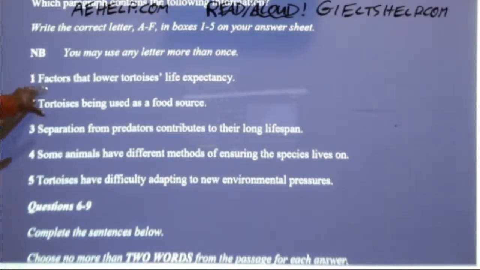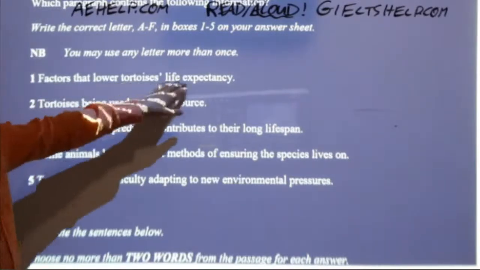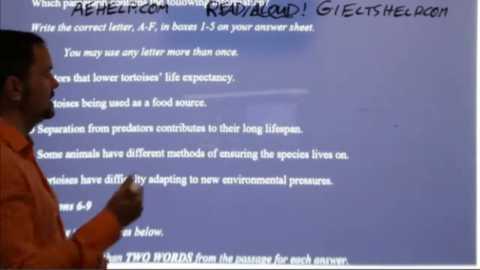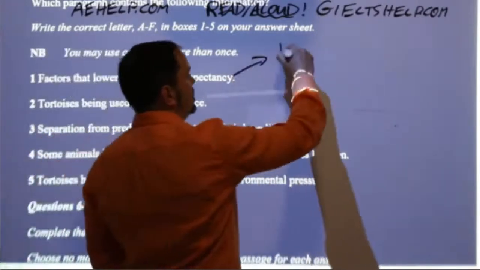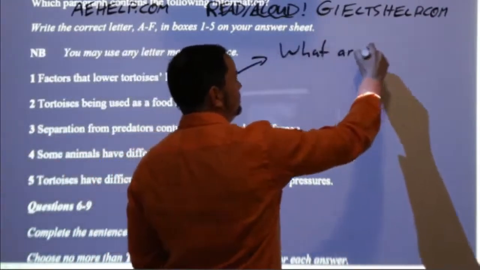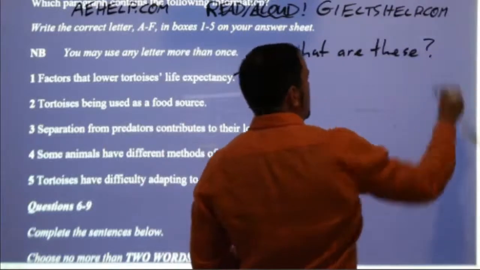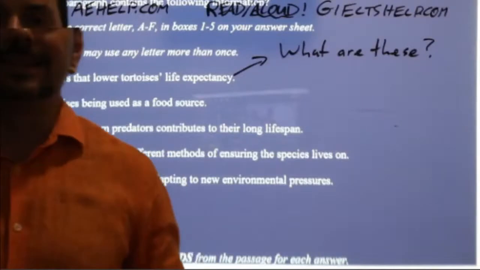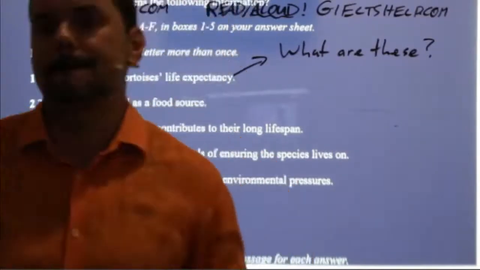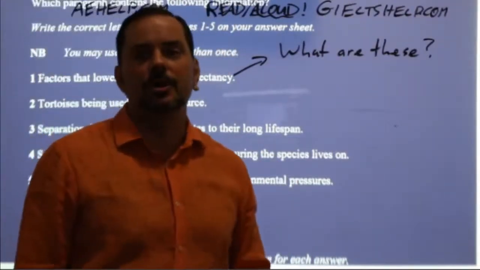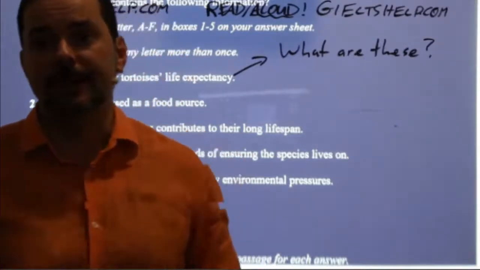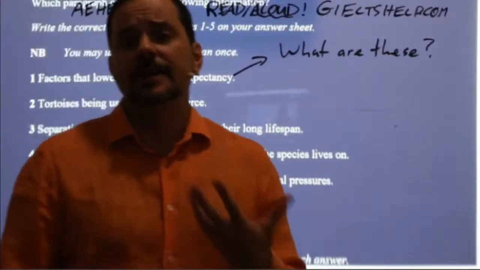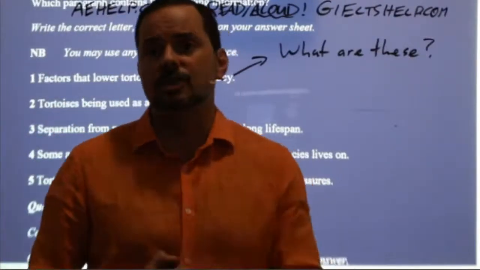Number 1, factors that lower tortoises' life expectancy. Now, when you're practicing at home, you should be able to answer these. So what are those? So what are factors that lower the tortoise's life expectancy? If you can answer it, you'll probably know which paragraph it came from as well. Okay? And of course, for college, university, that's the level of comprehension.